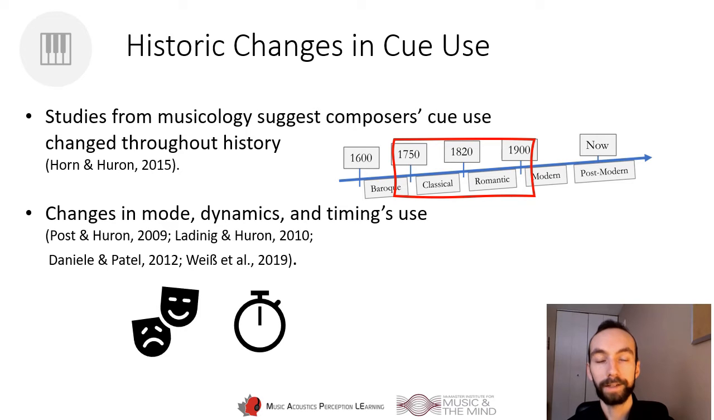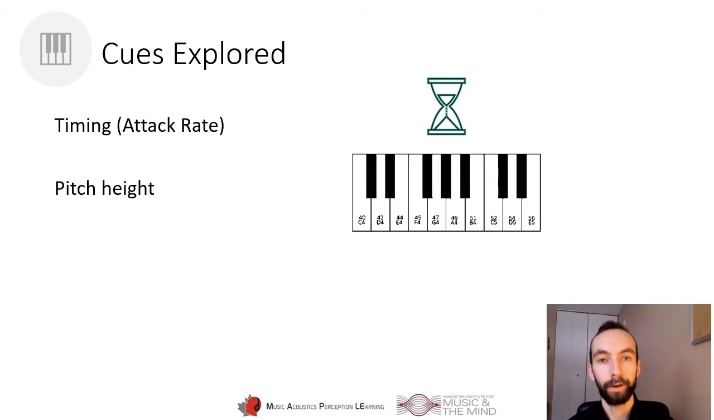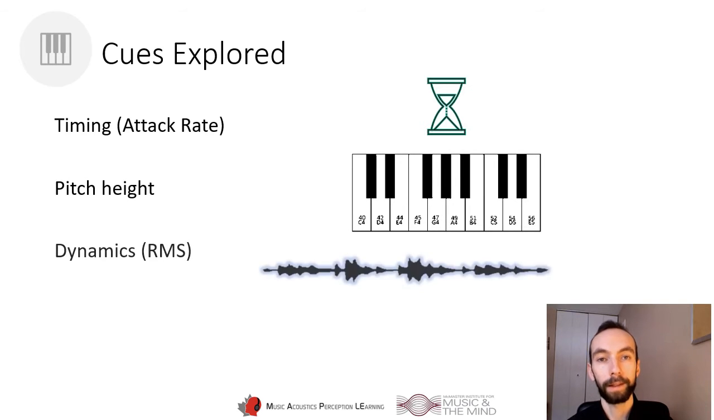Here I apply this technique, focusing on the works of only two composers, to reveal how differences in their musical choices create expressive contrast. My analysis focuses on four cues in particular: musical timing, measured in attacks per second; pitch height, a relative measure of how high or low music is; RMS, a measure of the average dynamic level of a piece; and mode, which here we define as whether a piece is in a major or minor key.